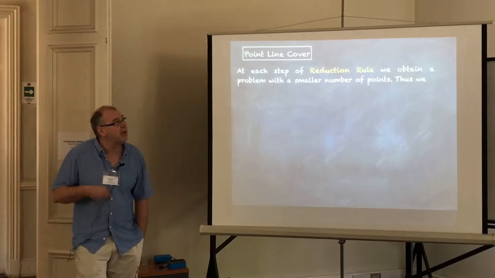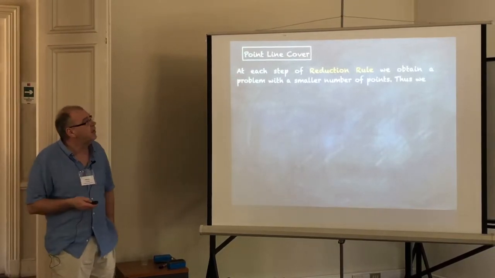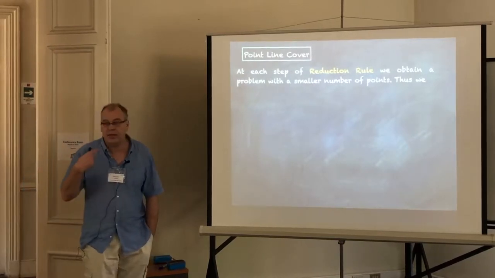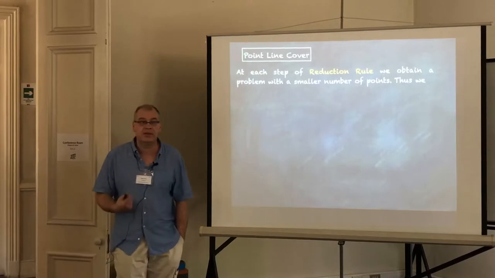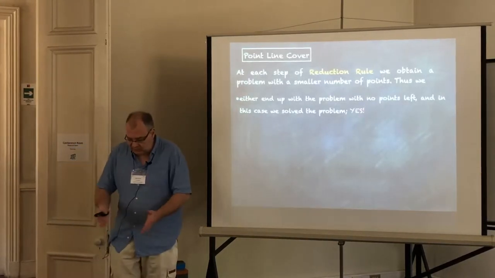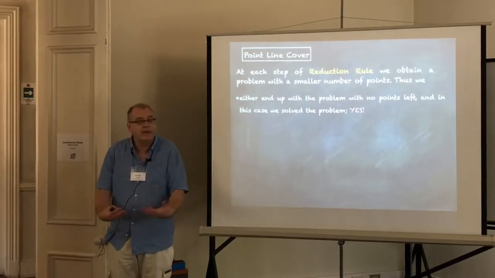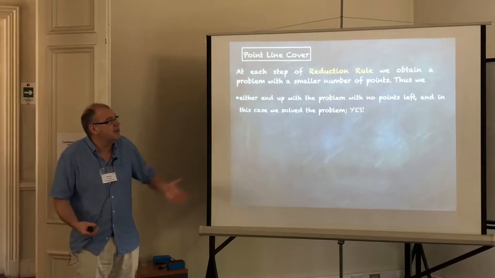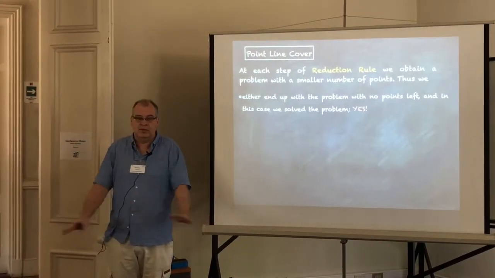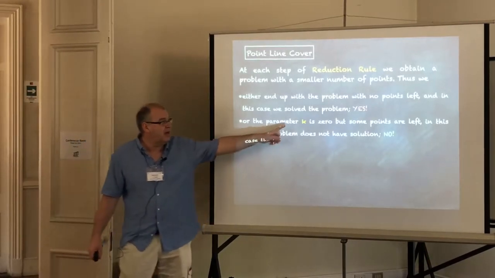So I am applying this reduction rule. This reduction rule can clearly be done in polynomial time, and at each step I obtain an instance with a smaller number of points. So what's happening when I cannot find such a line anymore? When can this happen? First of all, there may be no points left, which means that I already solved the problem. We are done. Or maybe I run out of budget.